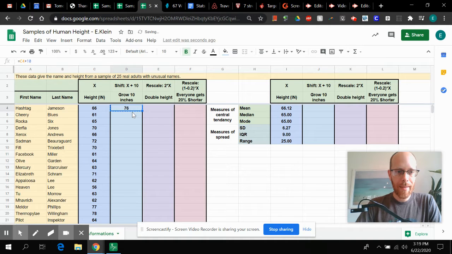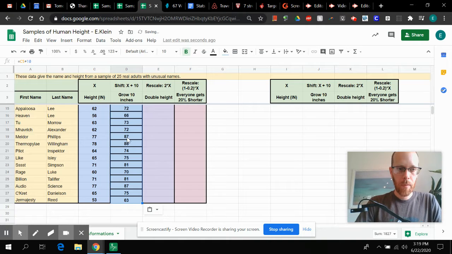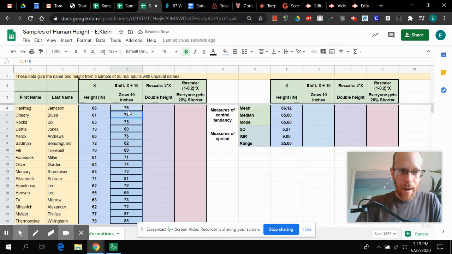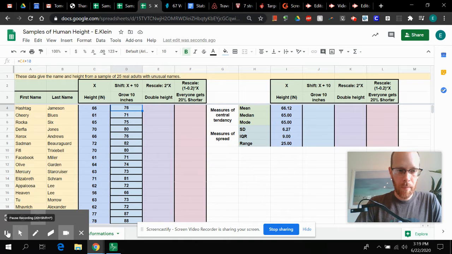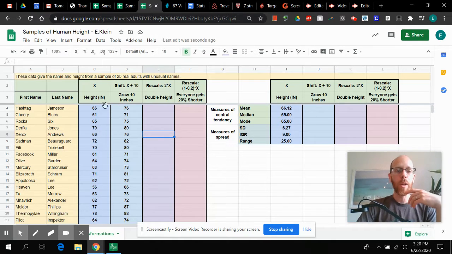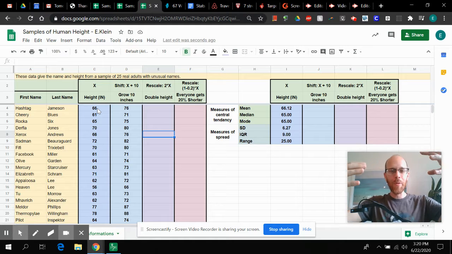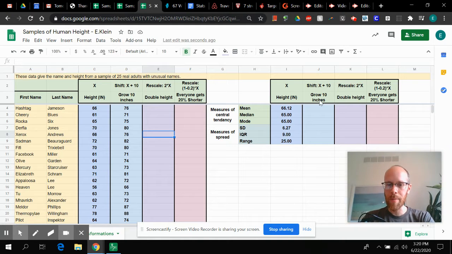And then I'm going to take that and copy it. I'm going to assume you know that control copy will copy. Then I'm going to cover the rest of the cells in this row, and paste them. So there are our new heights. That bugs me that it's got all those borders. There, fixed. Now, when we shifted everybody's height over by 10 inches, everybody's 10 inches taller than they were before, what is that going to do to the measures of center?